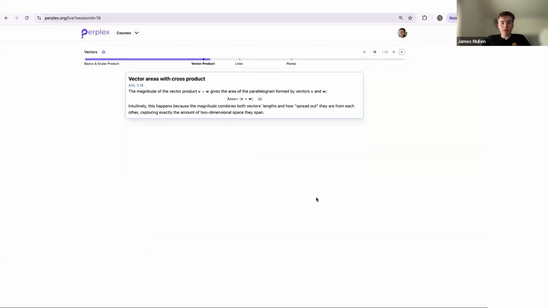Now, there's a pretty important relationship between the vector cross product and the areas of parallelograms. And it's important not just for finding the areas of parallelograms, but also because it reveals a lot about how the vector cross product works and how we can interpret it.